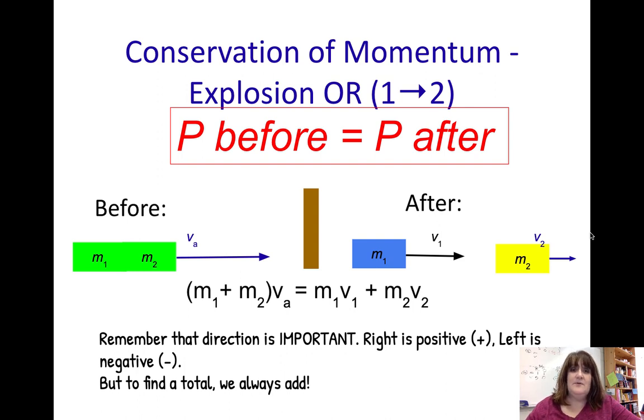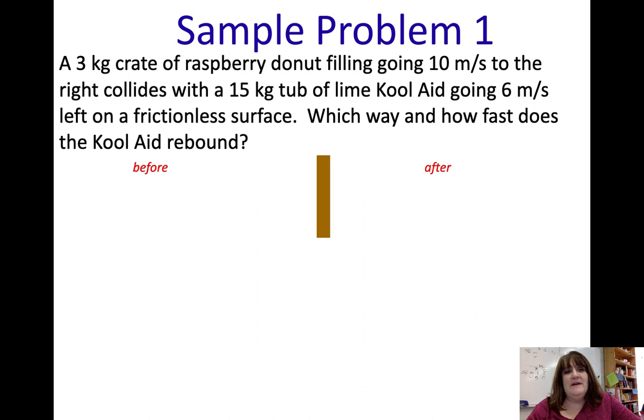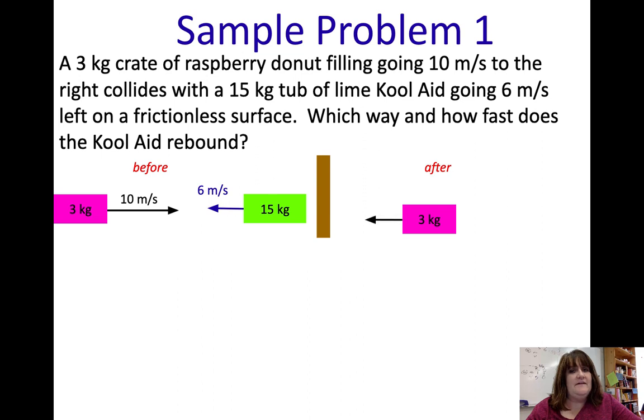Let's look at several examples. Sample problem 1. A 3-kilogram crate of raspberry donut filling going 10 meters per second to the right collides with a 15-kilogram tub of lime Kool-Aid going at 6 meters per second to the left on a frictionless surface. If the raspberry donut filling bounces backwards at 4.5 meters per second, which way and how fast will the Kool-Aid rebound? Well, let's do the math to find out.